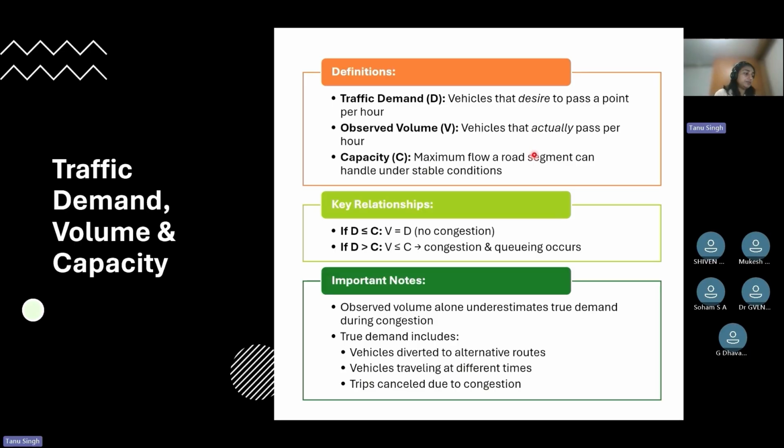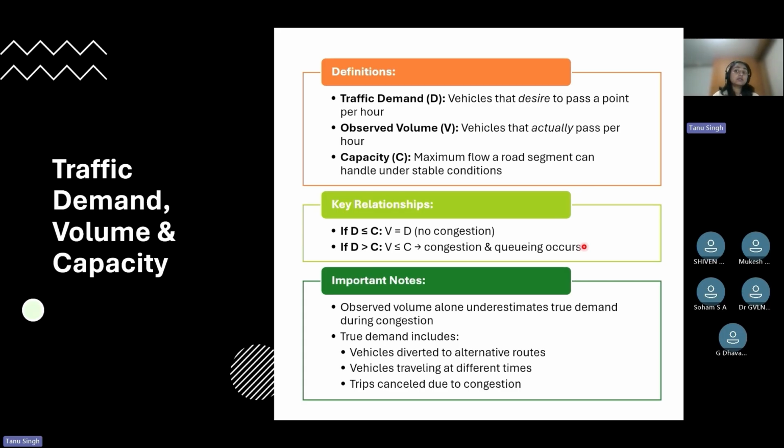Now, if the demand is less than or equal to capacity, then there will be no congestion. But if the demand is more than the capacity, then there will be congestion and a queue occurs. But it is important to remember that just measuring traffic on a congested road doesn't tell the whole story. The true demand may include drivers who take alternative roads, travel at different times, or even cancel trips.